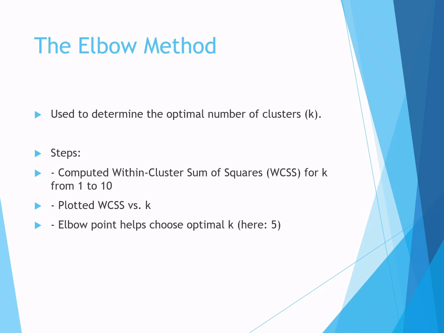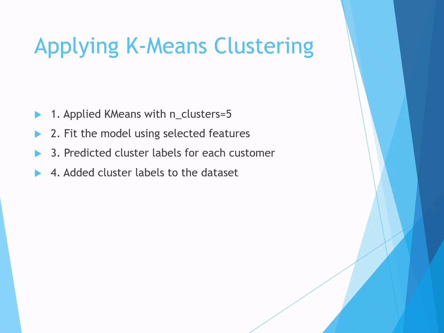Next, we are going to apply our k-means clustering. K-means clustering is applied with n_clusters equal to 5, and we fit the model using the selected features. Generally in introduction to machine learning, we will be using the algorithm's fit and train functions. Fit is a function, and we predict cluster labels for each customer and add the cluster label to the dataset.